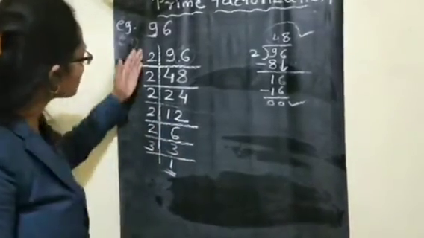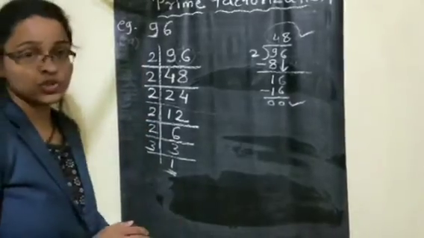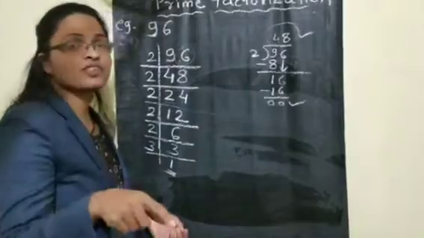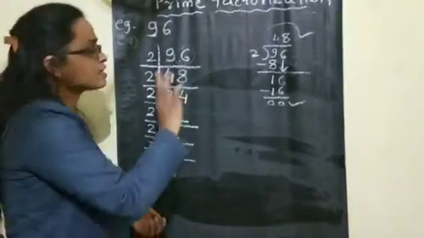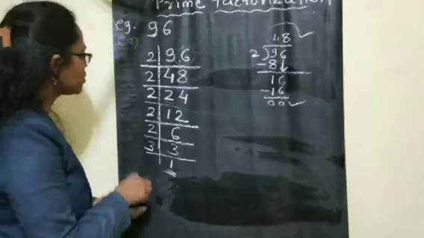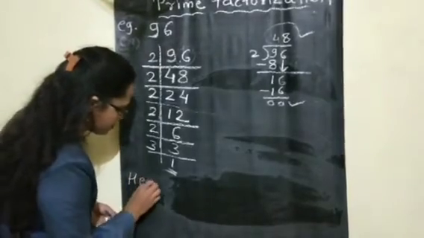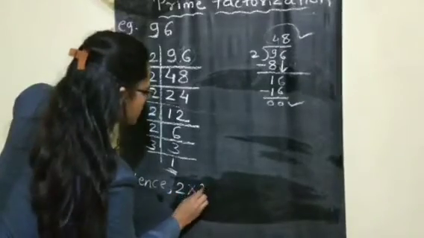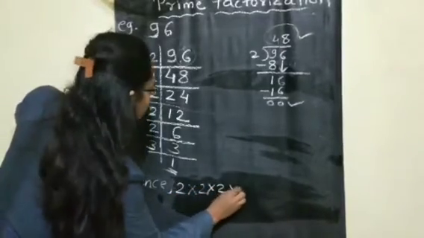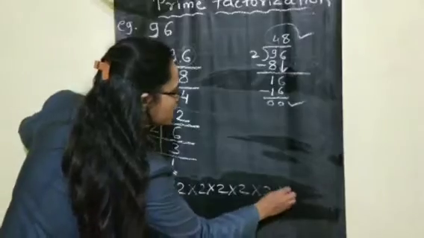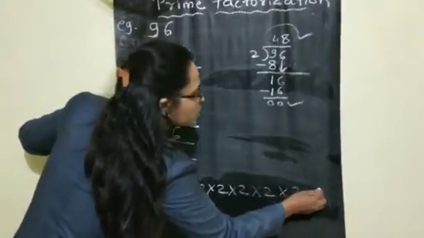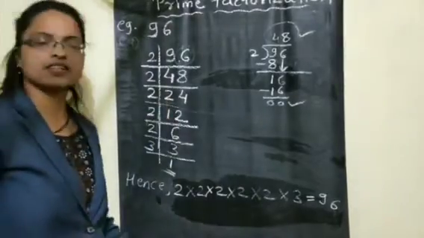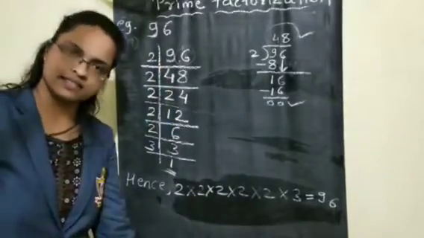Now if you see, these are all the factors. I told you always to take care: whenever a number is given, use the test of divisibility to decide whether it is divisible or not. Now you can write all the factors as a product here: 2 multiply by 2 multiply by 2 multiply by 2 multiply by 2 multiply by 3 is equal to 96. This is called the prime factorization of 96.